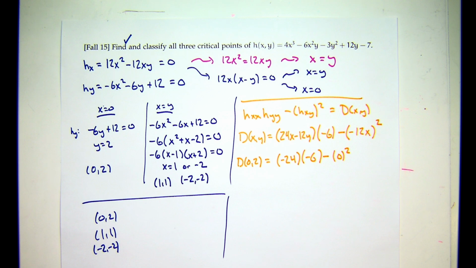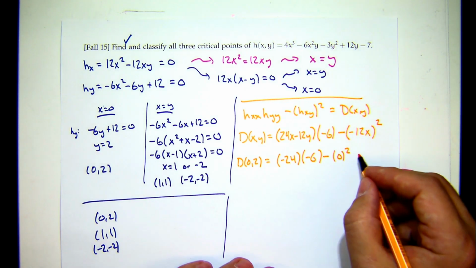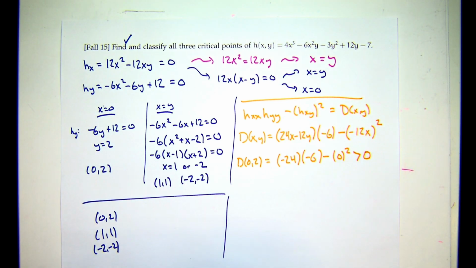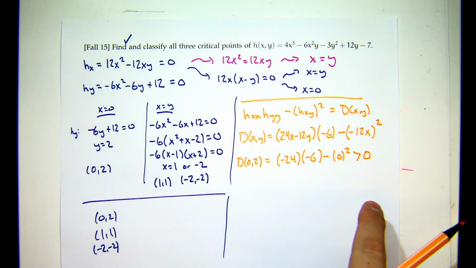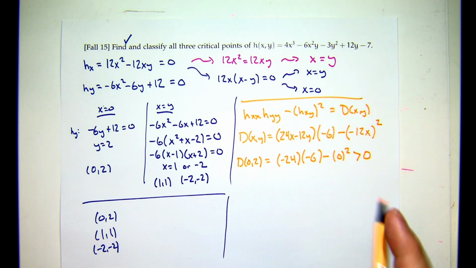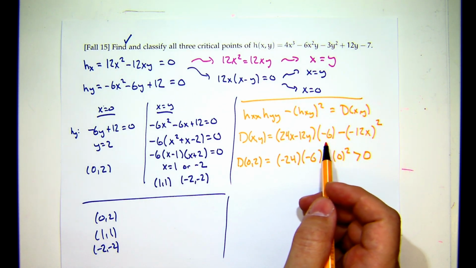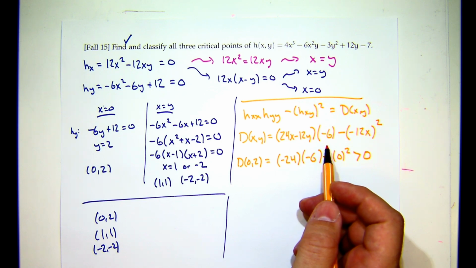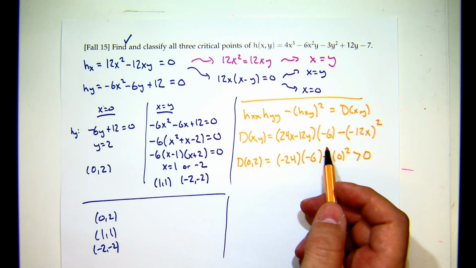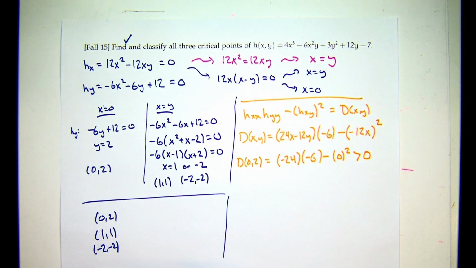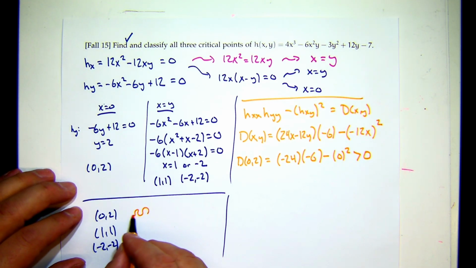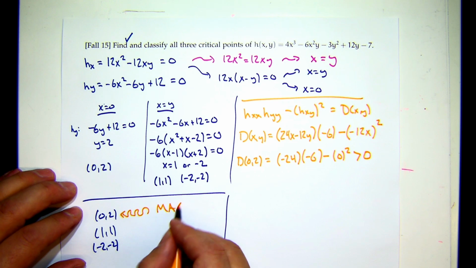What can we say about that? It's a positive number. Do I care about the fact that it's equal to 144? No. I only care about the fact that it's positive. Well, what does that tell me? It's either a max or min. So I don't have quite enough information from d alone to say max or min. But what do I know? Well, I know that h_yy is negative 6, and it's always negative 6. So what does that allow me to conclude? (0, 2) is a, yes, max.